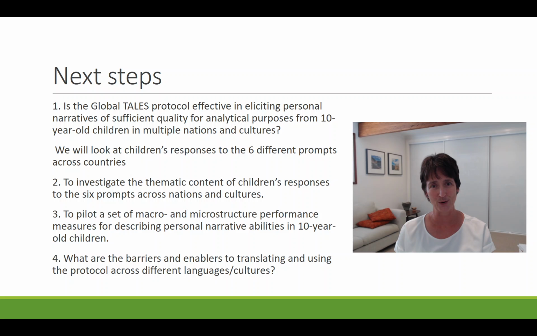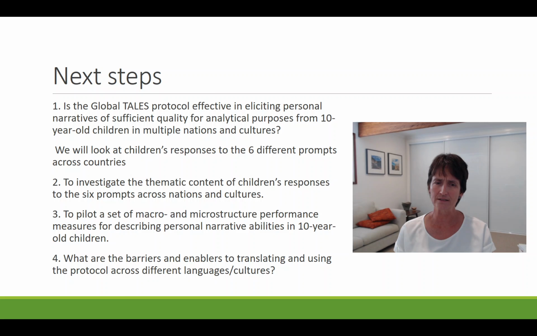The next steps, we've got some very clear questions we want to try and answer when piloting this protocol. So we want to know, is it effective in eliciting personal narratives of sufficient quality for analysis? And we've started with 10-year-old children from multiple nations and cultures. And then we'll look at the children's responses to the 6 different prompts across the countries. And we'll look at the themes that kids have come up with. What do they talk about when we give them the prompts? Do they talk about school, personal relationships, peer relationships, or perhaps family?